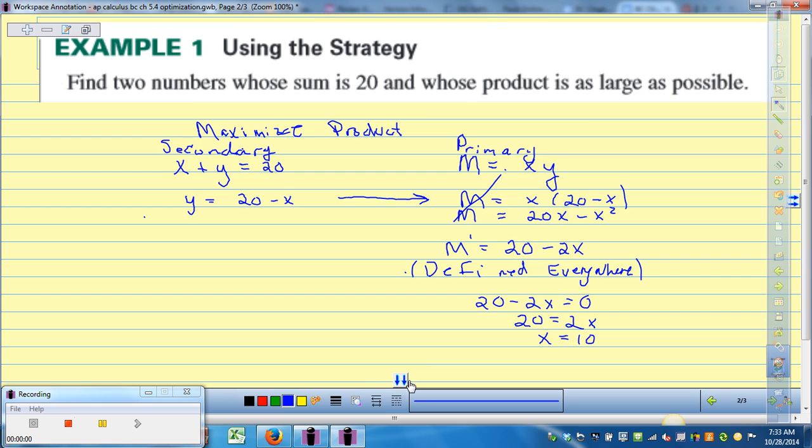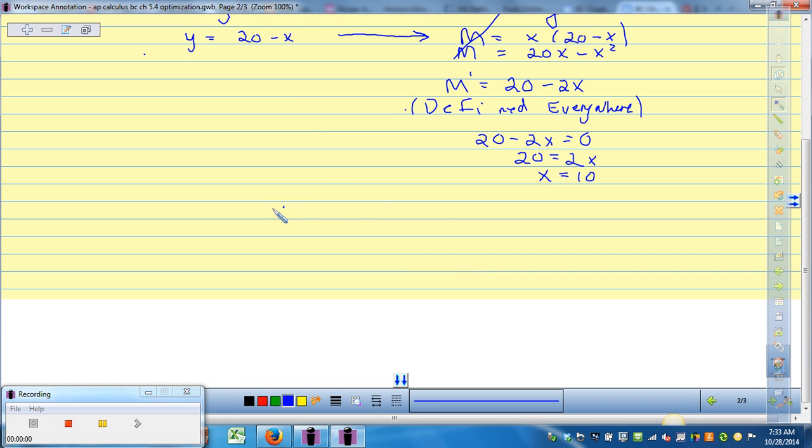All right, so we need to check to see if it's a maximum. And how can I do that? Look to the left or right. We could do the first derivative test, right? We could do the second derivative test. So I'll just set up for the first derivative test.